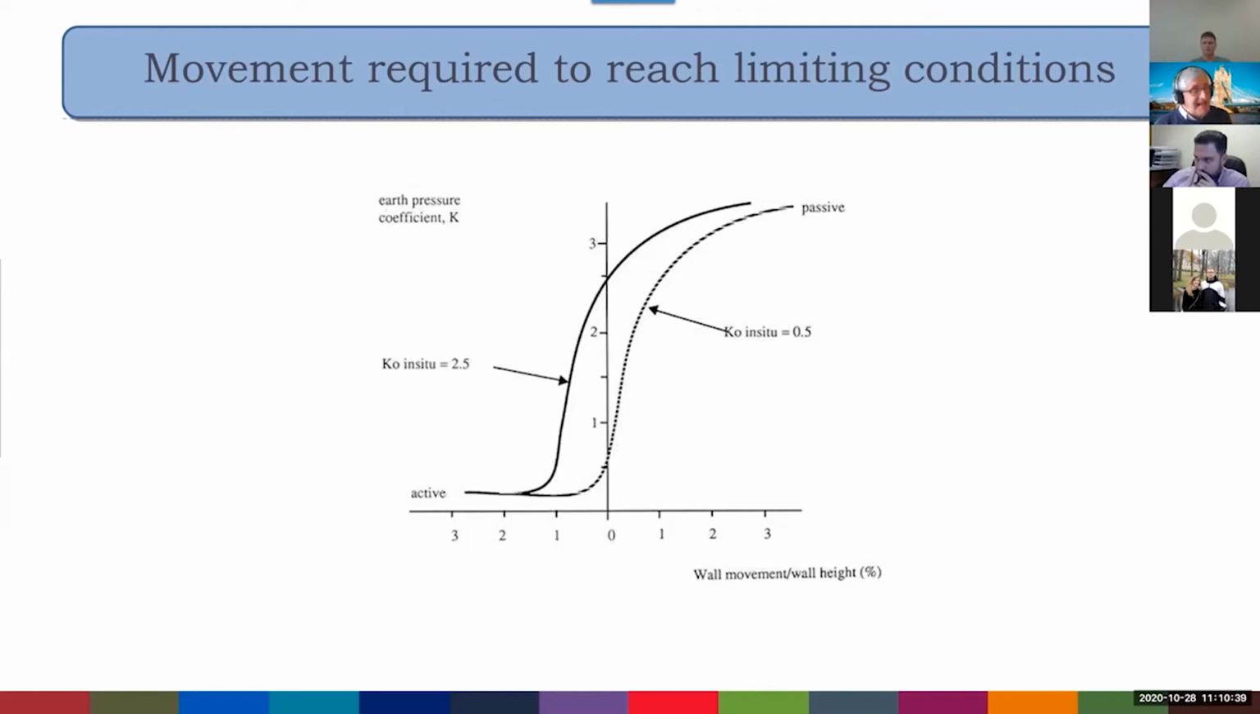The other thing to note is as we excavate in front of a retaining wall, we are almost certainly forcing the soil to go into a passive mode of failure, even without any movement of the wall, because we're just excavating the soil, we're relieving the overburden, we're going to end up at passive failure. So there are certain conditions you can predict quite easily just by the activities that you're undertaking.